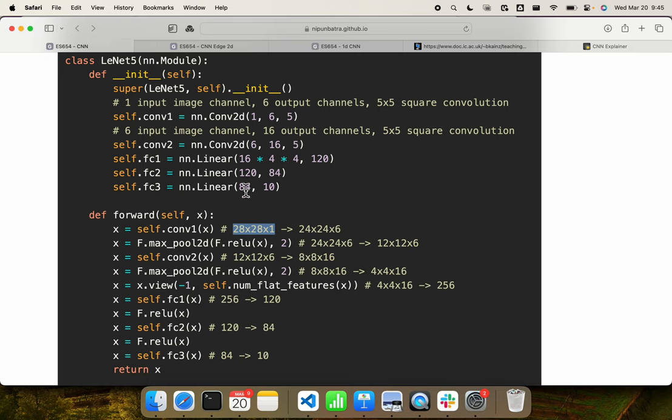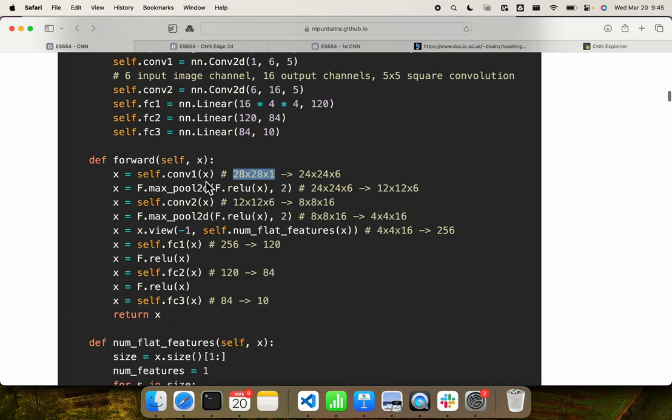Then you have 2 linear layers. When you do the forward, you get the conv1, which reduces the size. Then you do a max pool with a specific stride. Then you do a conv2, you apply max pool, then you do a flattening, then you do an FC1, apply ReLU, FC2, ReLU, and so on and so forth.